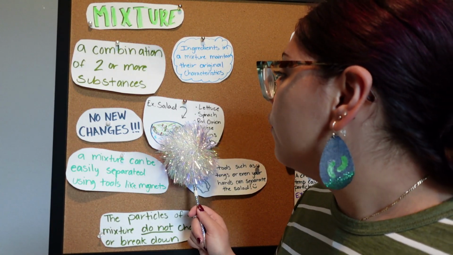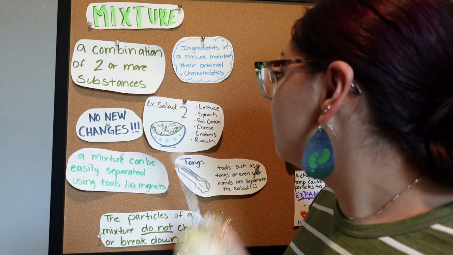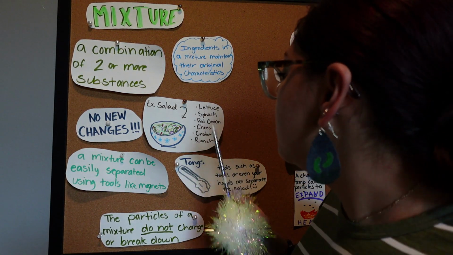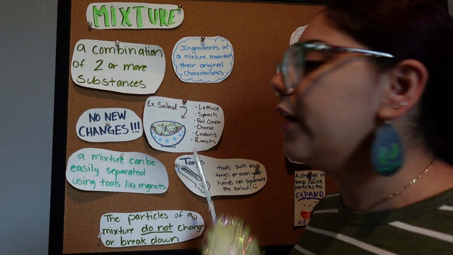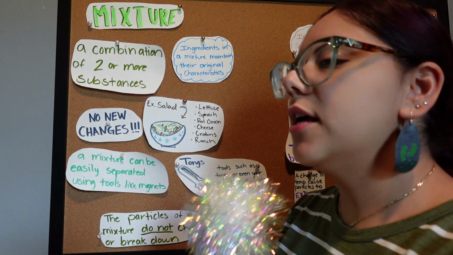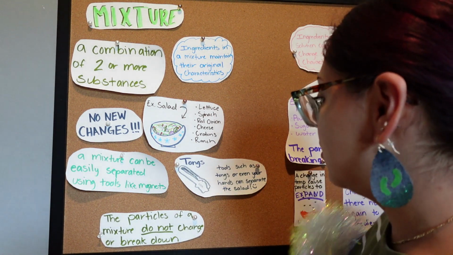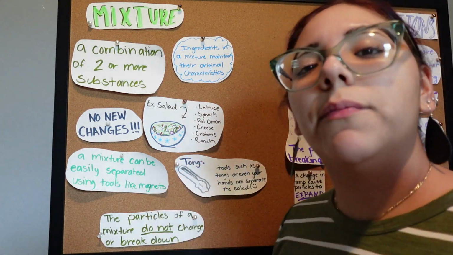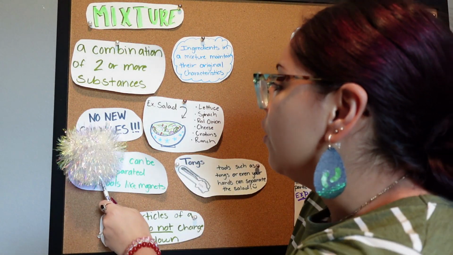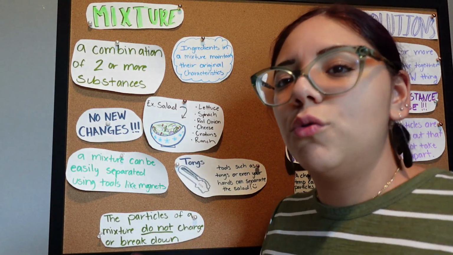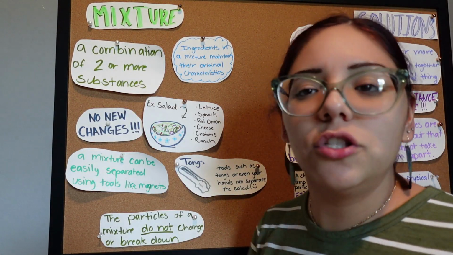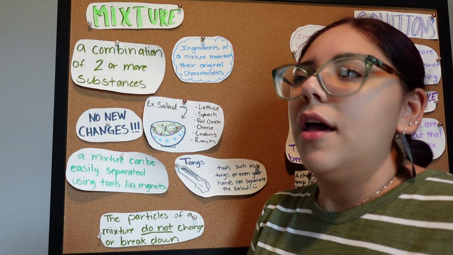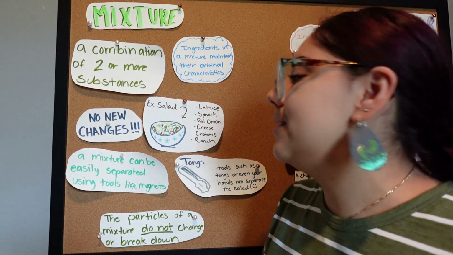Now, here we have an example of salad. In my salad, I know that I have lettuce, spinach, red onion, cheese, croutons, and ranch. Now, I can get a specific tool, like tongs. Tongs are great for being able to separate the different parts of a salad. This is how I know a salad is a mixture, because there's no new changes. No matter how many ingredients you put, if you add cherry tomatoes, almonds, strawberries, every single part is going to be able to be easily separated.